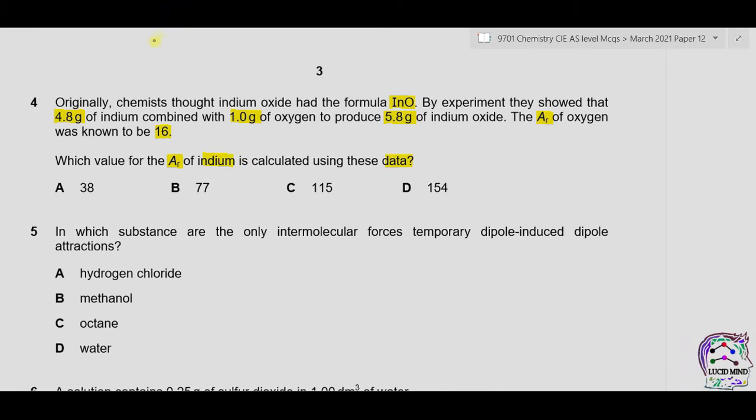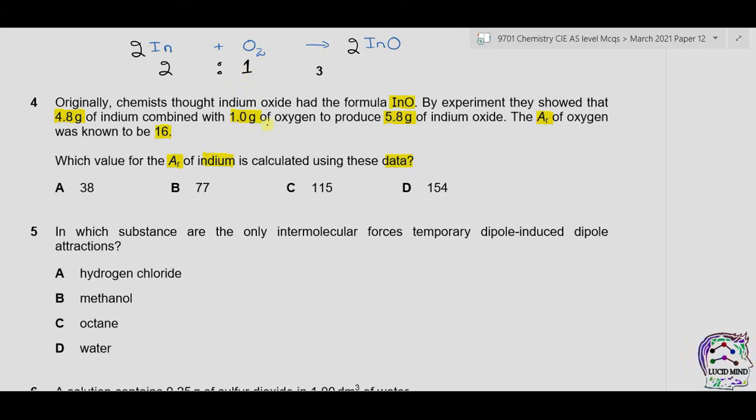We can write the balanced chemical equation for the reaction of indium with oxygen. So we have In as indium. It reacts with oxygen to form InO. Let's balance this equation. We have 2 oxygen atoms, so we can write 2 with the product. Again, we can write 2 with In to balance this one. Now the molar ratio according to the balanced chemical equation is 2:1 for indium and oxygen.